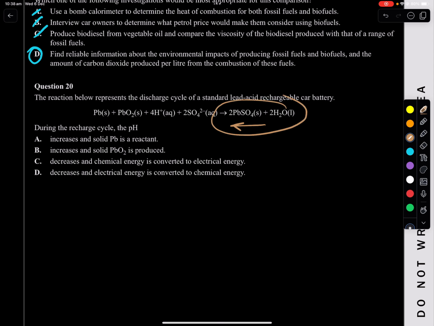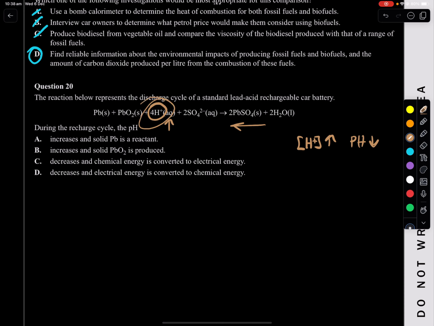So if we're recharging it, what's going to happen? These are going to be produced. So can you see this 4H plus? Remember, if the H plus ions increase, what do we know? It makes them more acidic. The higher the concentration of H plus ions, the pH decreases because it becomes more acidic. So we know through a recharge cycle that we are increasing the product.